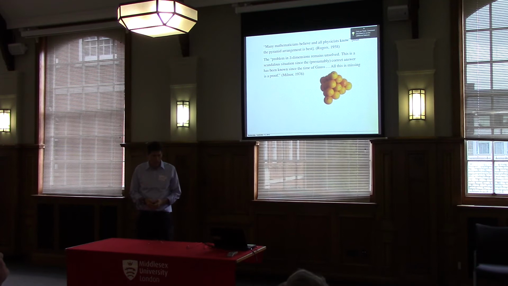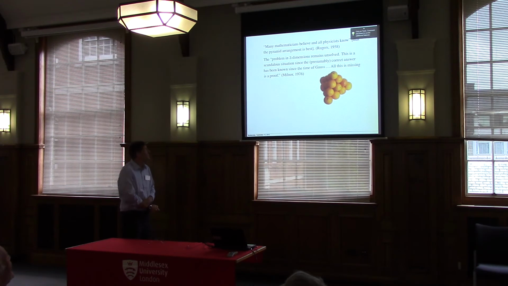Eventually, this problem was recognized as a mathematical problem that needed to be solved. Hilbert made this part of his famous list of problems in mathematics in 1900. It became part of the 18th problem. Rogers quite famously said, many mathematicians believe and all physicists know that this arrangement is best. Milnor, writing about Hilbert's 18th problem, said the problem in 3 dimensions remains unsolved. This is a scandalous situation, since the presumably correct answer has been known since the time of Gauss. All that is missing is a proof.